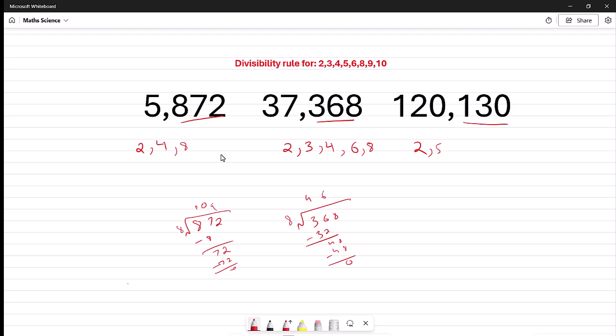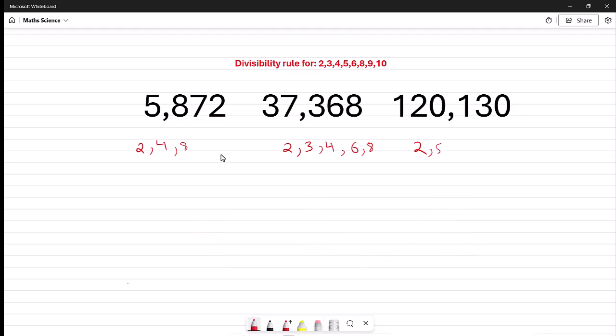Now for 130, let's divide it by 8. So 8 times 1 is 8. 5, get 0. 8 times 6 is 48. You get 2. So it's not fully divisible by 8. It'll be decimal something. So this means the whole number is also not divisible by 8.